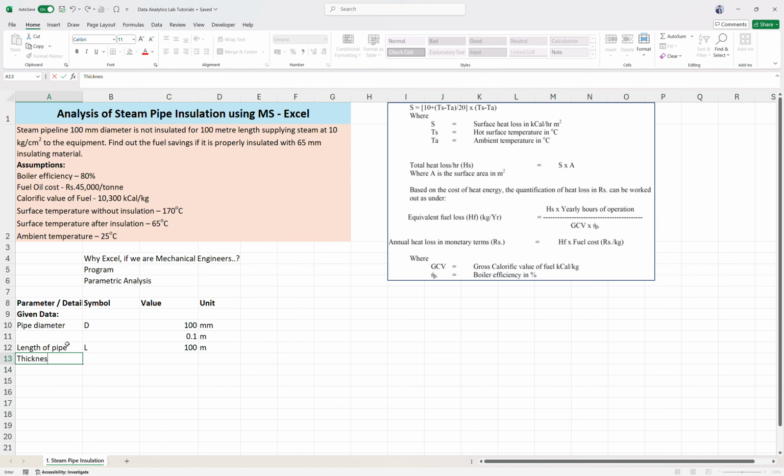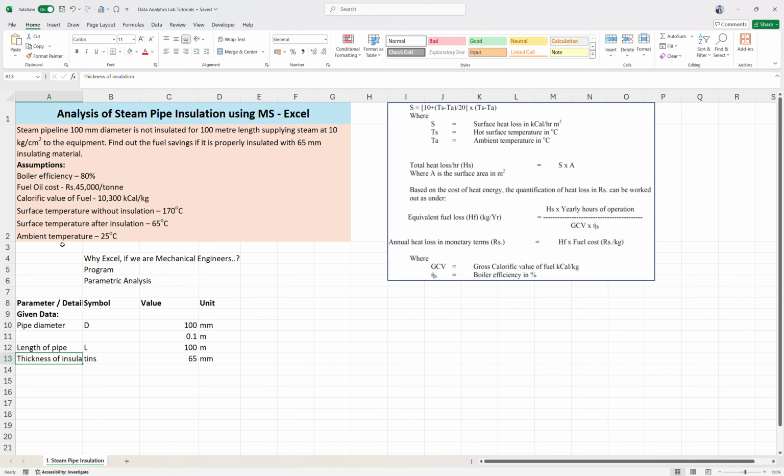Next entity is thickness of insulation, which is given to us. So I will use a simple symbol T insulation. The thickness is 65, unit is mm. I am using tab everywhere. The benefit of tab is that now if I press enter after going to the last cell of my row, using the tab will directly take me to the first cell. So now if I press enter, it has taken me to the first cell.